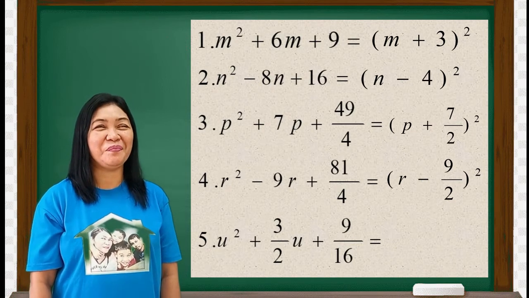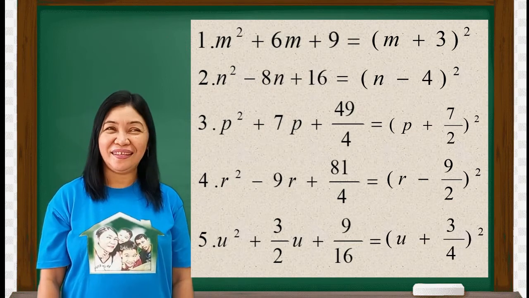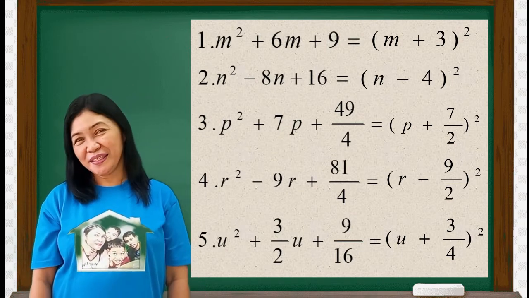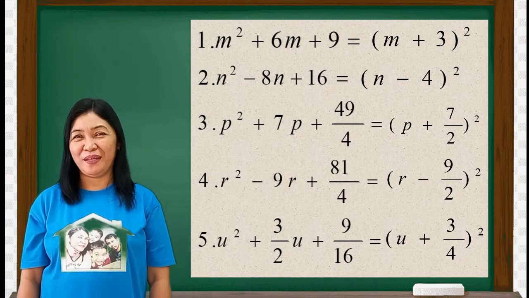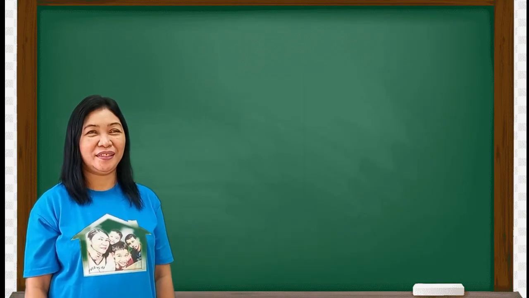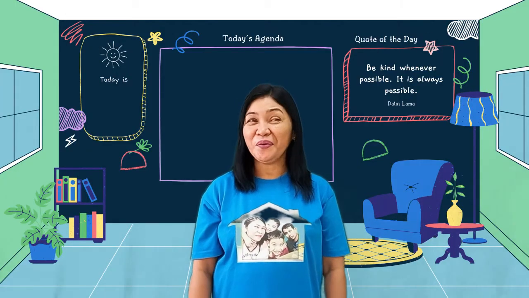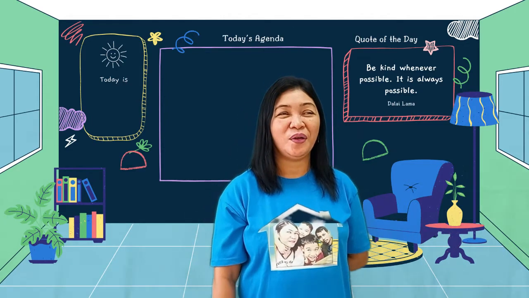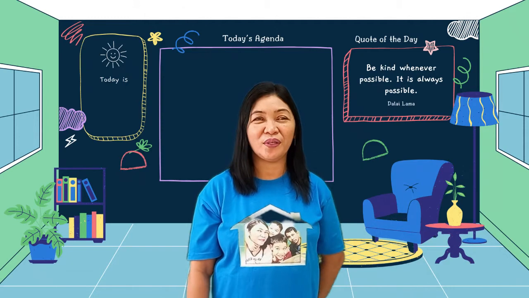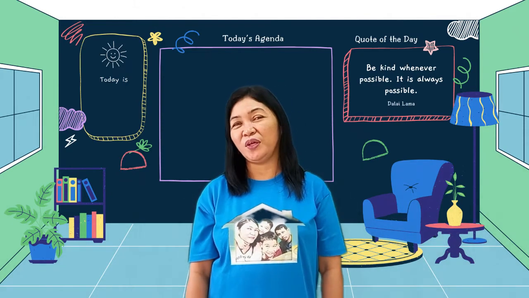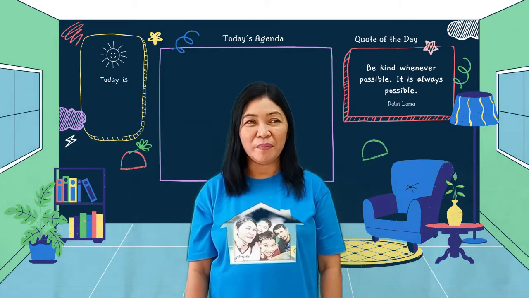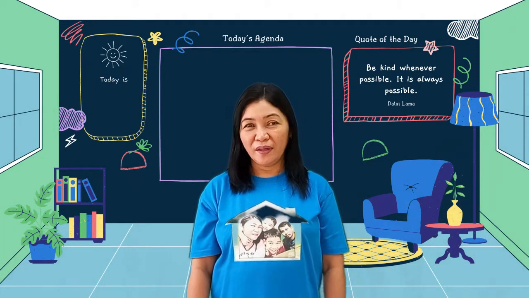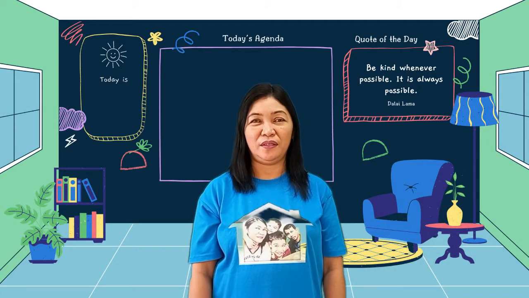What about in number 5? Yes, indeed you are right in getting the answer, the square of u plus 3 fourths. Alright, I know you are now ready for today's session. We are through with 2 methods in solving quadratic equation in one variable. One method is by extracting the square roots, while the other method is by factoring.